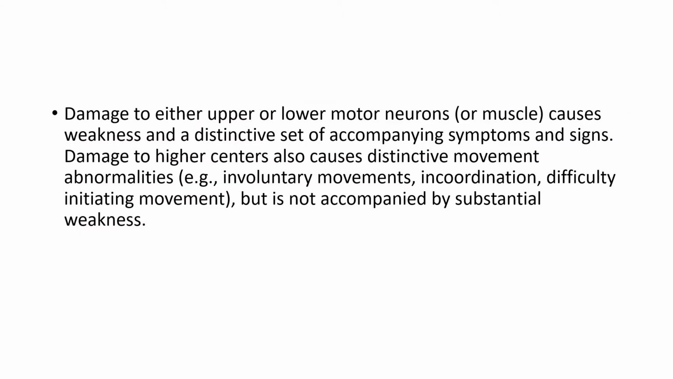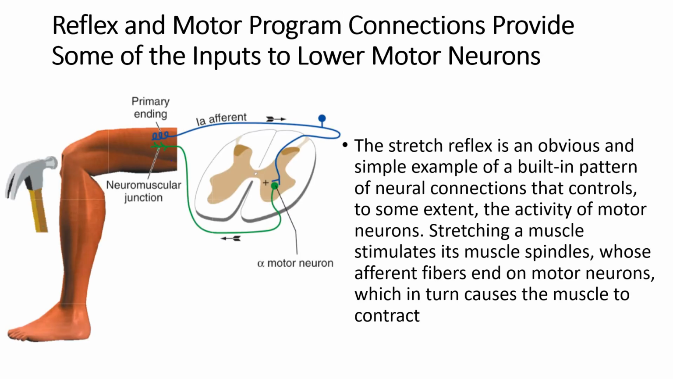Damage to upper or lower motor neurons or muscles causes weakness and a distinctive set of accompanying symptoms and signs. Damage to higher centers also causes distinctive movement abnormalities. So we're seeing involuntary movements and coordination problems, difficulty initiating movement, but not necessarily accompanied by substantial weakness.